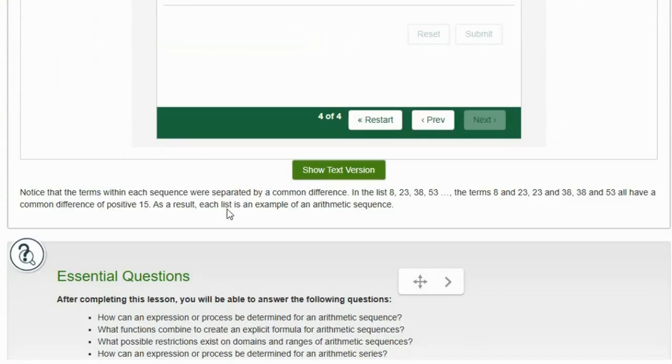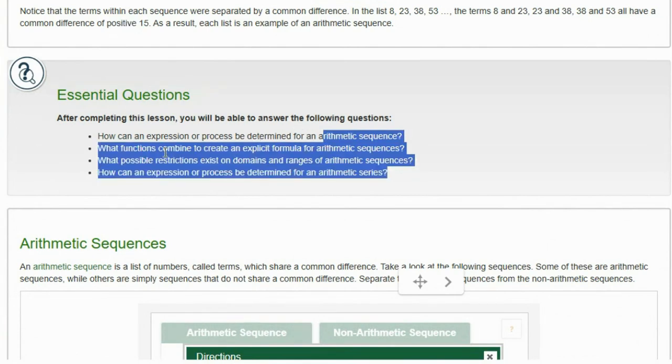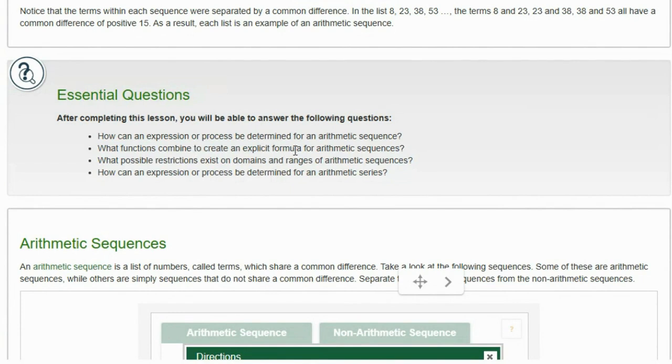All right. Bring this back down a little bit. Notice that the terms within each sequence were separated by a common difference. In 8, 23, 38, 53, which is the first one we had, the terms 8 and 23, 23 and 38, 38 and 53, all have a common difference of positive 15. So each lists an example of an arithmetic sequence. So we're going to learn how an expression or process can be determined for an arithmetic sequence, what functions combine to create an explicit formula for arithmetic sequences, what possible restrictions exist in the domain and range, and how an expression or process can be determined for an arithmetic series. A series is a little bit different.